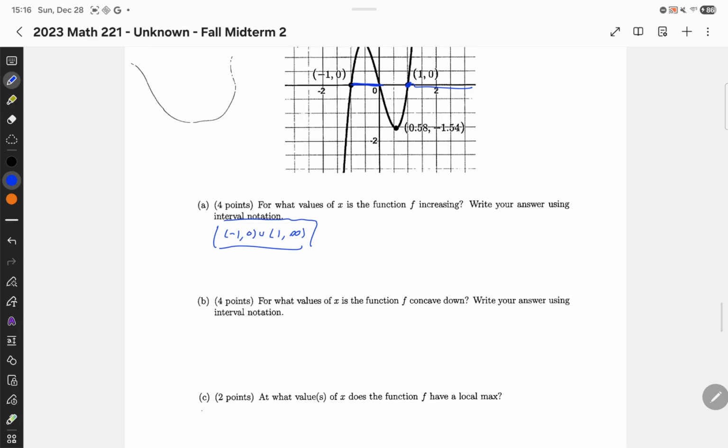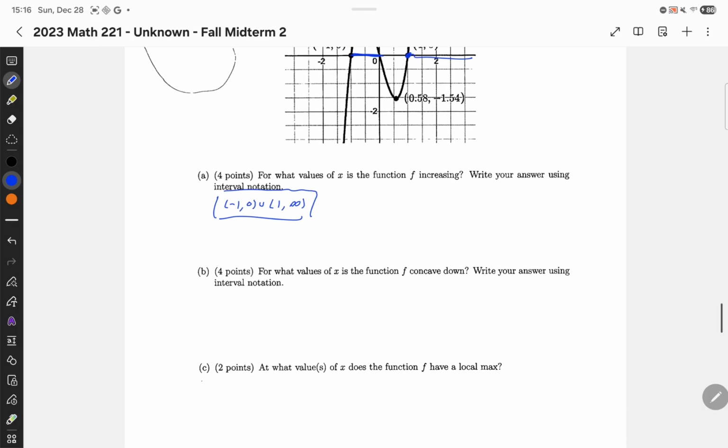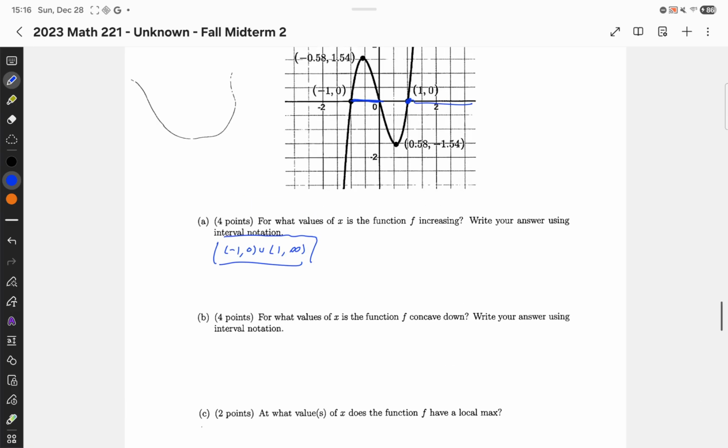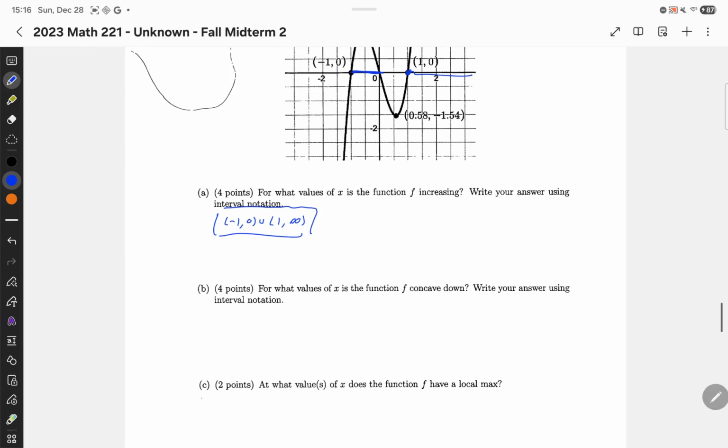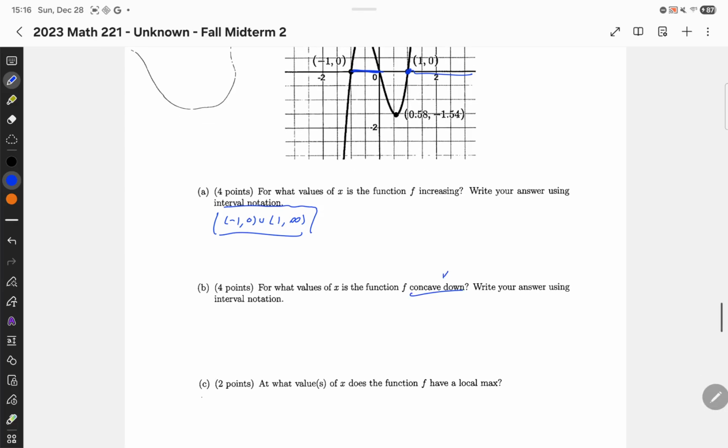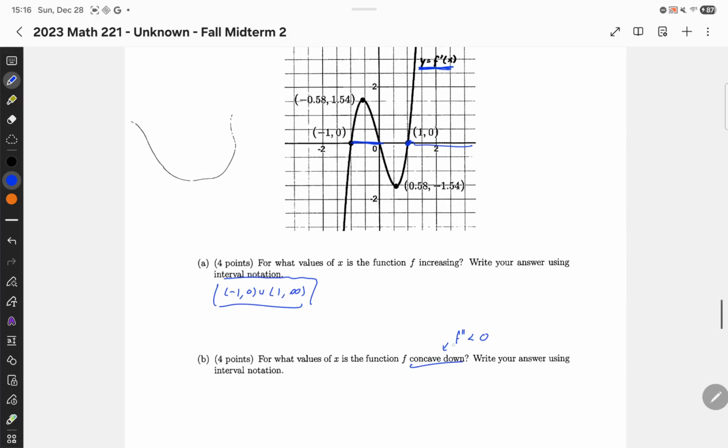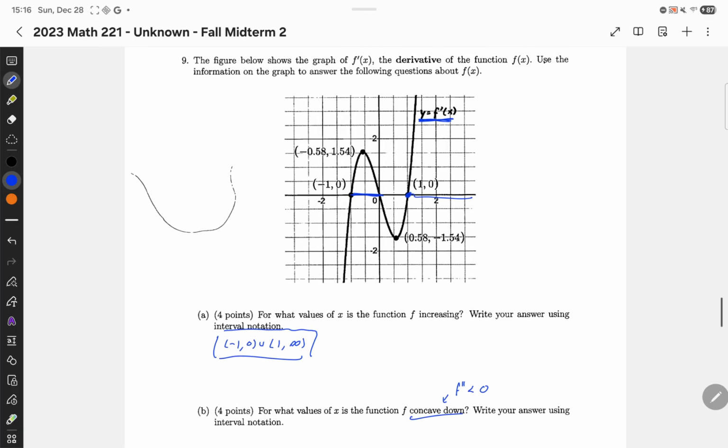And that's it. For part B, we want to find for what values of x is the function f concave down. Write your answer also using interval notation. So when f will be concave down, this tells us that f double prime, or the second derivative, is less than 0. And to find when the second derivative is less than 0, we can find when the derivative function has a derivative that is less than 0, or basically when is the derivative decreasing.